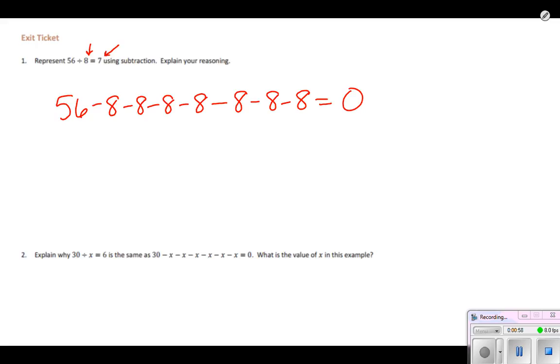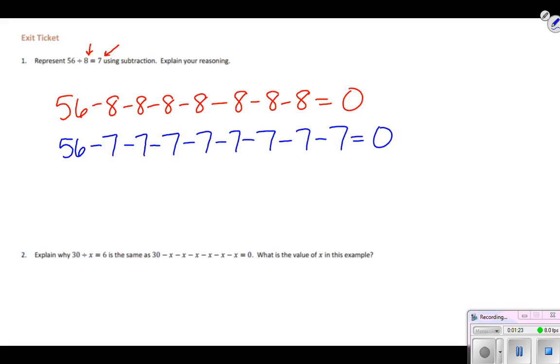I could do the same thing with our quotient 7, and I could say 56 and I subtract 7, but when I subtract 7, I would have to subtract it 8 separate times so that I would get 8 sets of 7, which is 56. 1, 2, 3, 4, 5, 6, 7, 8 sets of 7 would zero that out.